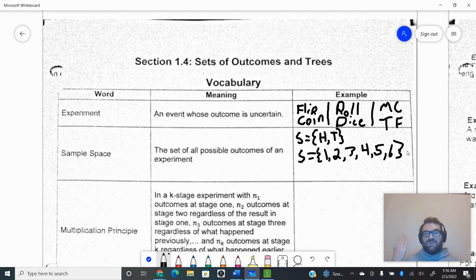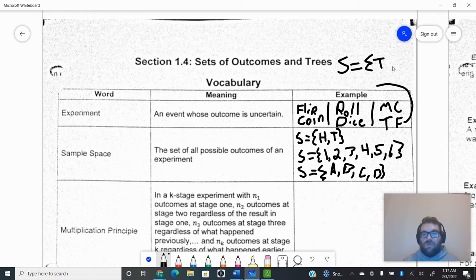How about the sample space for a 4-question multiple choice question, 4 outcomes? Well, it'd just be A, B, C, or D in general. So the sample space for our multiple choice would be A, B, C, or D. And how about true, false? Well, something's either true or it's false. So I ran out of space. So the sample space for this is true or false. So those are all the possible outcomes. That's what the sample space is.